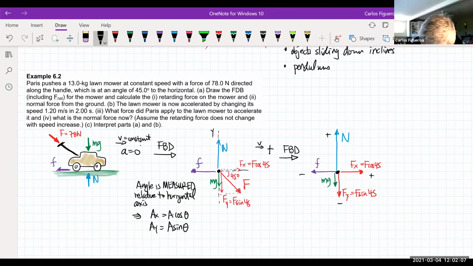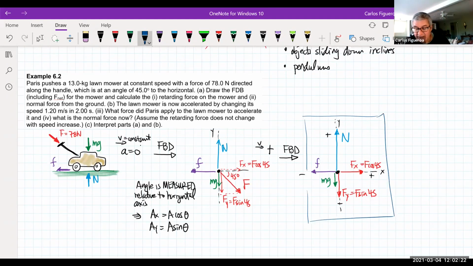And then, of course, I have my x and I have my y. So now I have my free body diagram. And this is how it looks right here. This is a beautiful diagram. It's nice and simple and clean. So now what am I going to do? I'm going to apply Newton's second law. Let's go do it. Here I go.